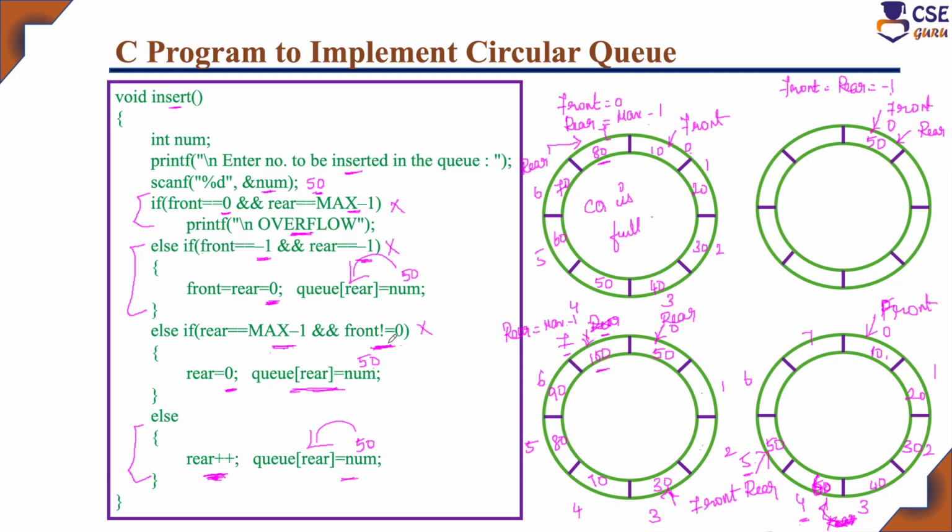Then the third case is if rear is max minus 1 and front is not equal to 0. The meaning here is that previously elements were placed at the front pointer location and we have deleted them. Currently it is free. So after rear has reached the maximum position, reset the rear pointer to the 0th memory location and then place the element. Suppose all these cases fail, in the sense rear has not reached the maximum position and the memory locations are still free. Then you can directly increment the rear position by 1 and place the element. Okay, so these are the cases for the insert operation in a circular queue.